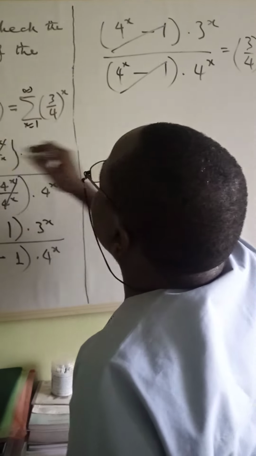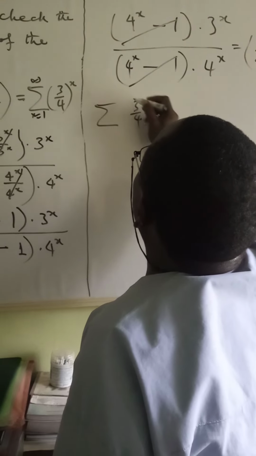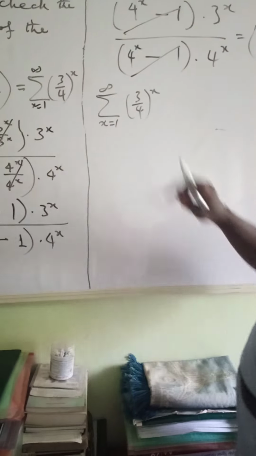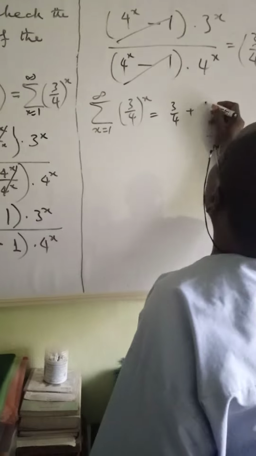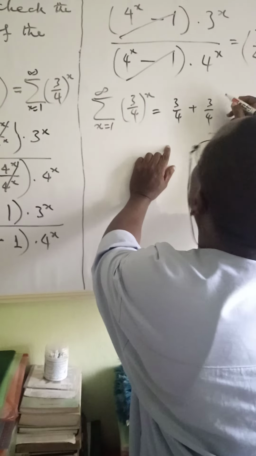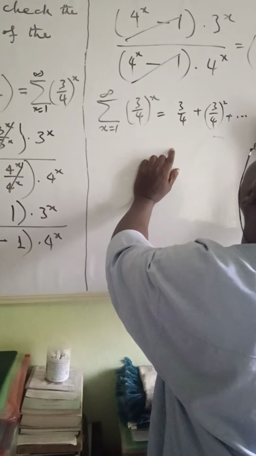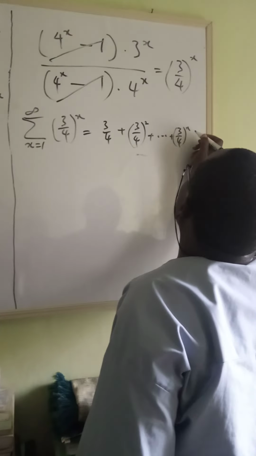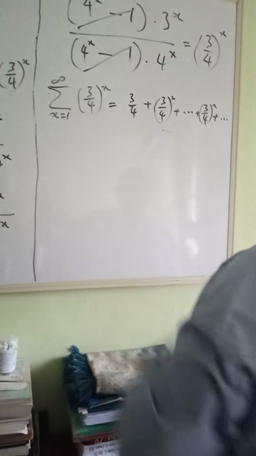Now, everything reduces to this. We've simplified this to have summation of 3 over 4 raised to power x, where our x runs from 1 to infinity. We are going to look at this. If I literate it, this would be equal to 3 over 4 plus 3 over 4 raised to power 2 plus, up to 3 over 4 raised to power n plus. The ellipsis tells you that it continues indefinitely because it's going to infinity.